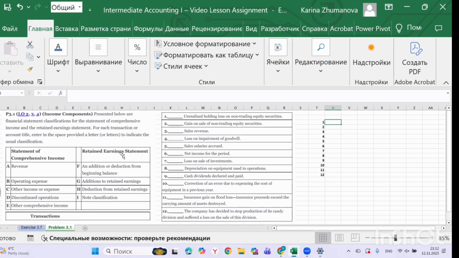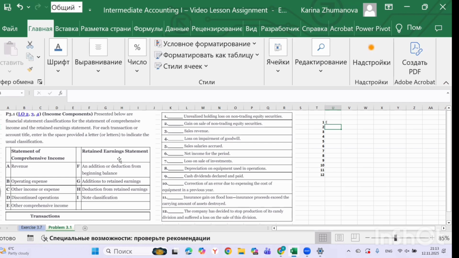Okay, let's start. The first one, unrealized holding loss on non-trading equity securities. Unrealized means that we haven't sold the investment yet, so the loss exists only on paper. And non-trading is when we plan to hold it for a long time and not to sell it right now. And then the answer is E, other comprehensive income, because it is part of income, but at the same time it is especially for not realized yet.